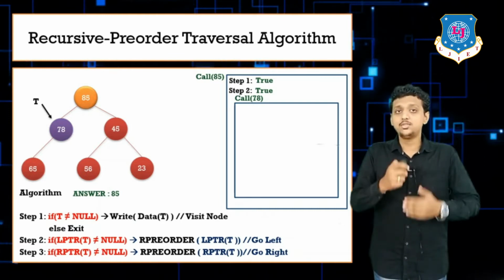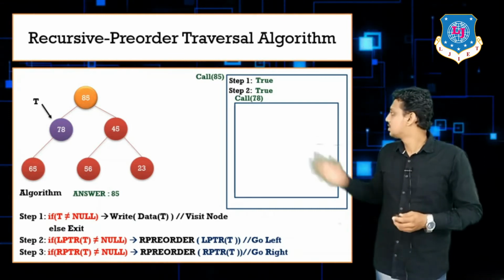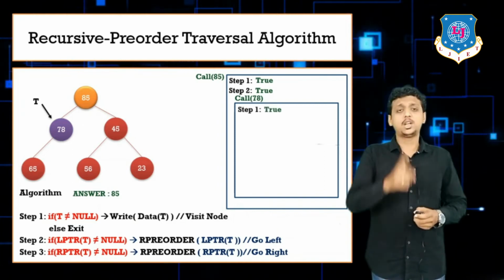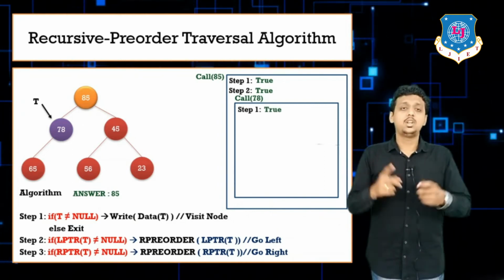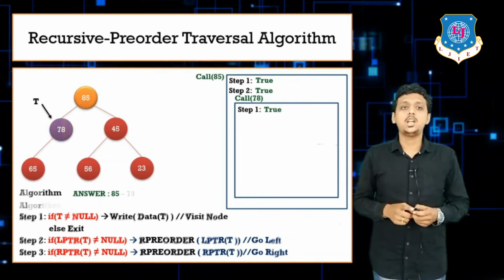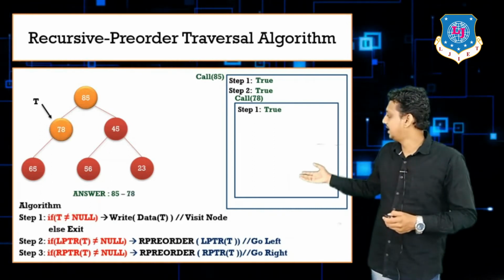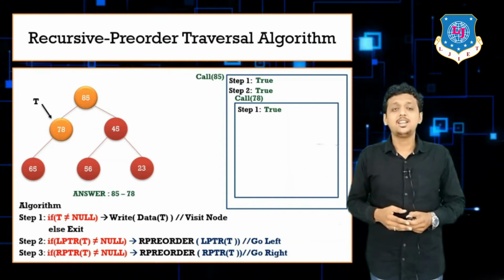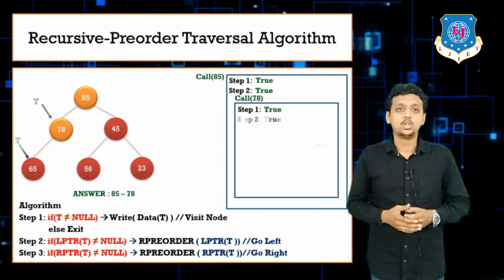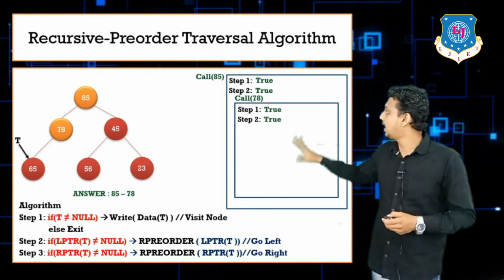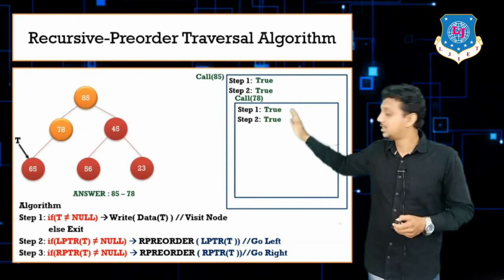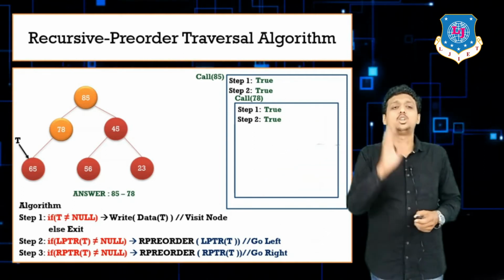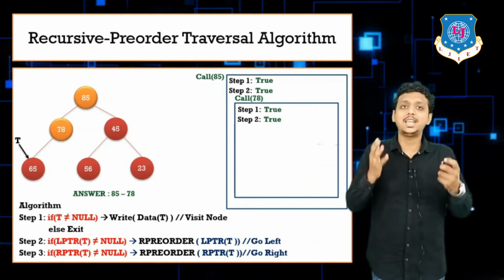Step 1 for 78. Okay. So here is step number 1 again for 78. Step number 1 becomes true because the node is there. So you just need to write down the data. So here I am writing 78 in my answer. Okay. And then let's move towards step number 2. So here step number 2 is true again because there is a node after visiting 78. I move towards 65 because there is a node on the left of 78.